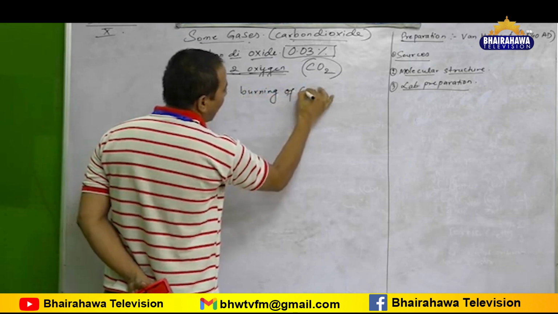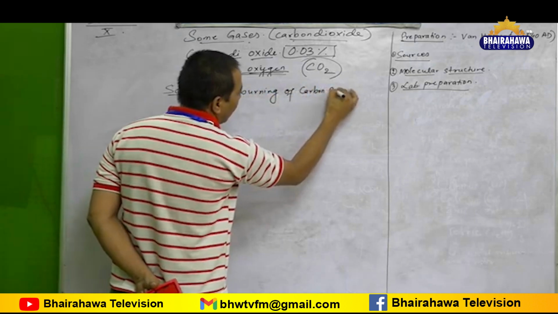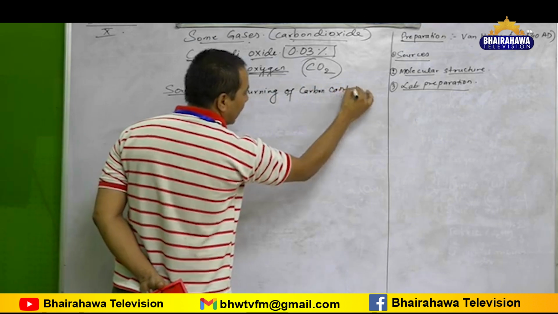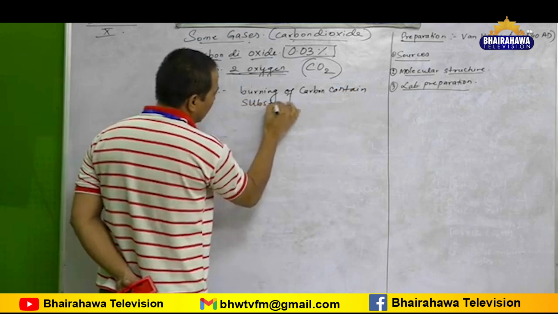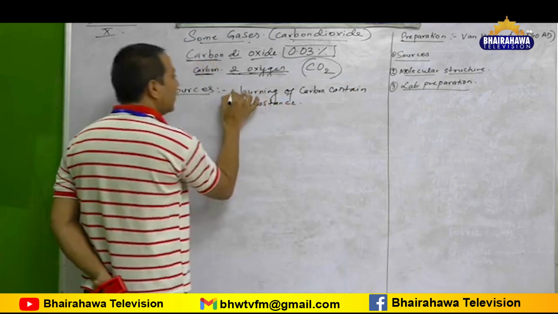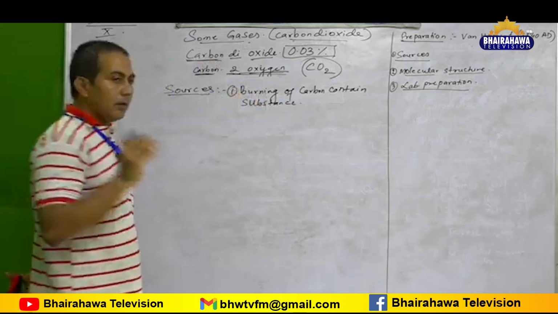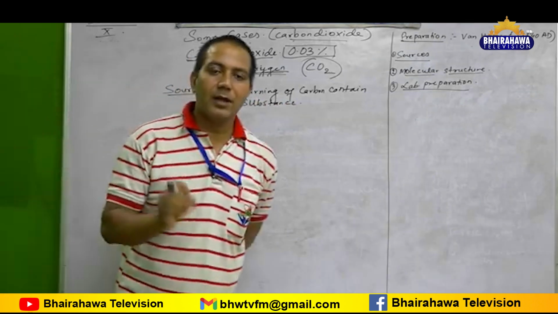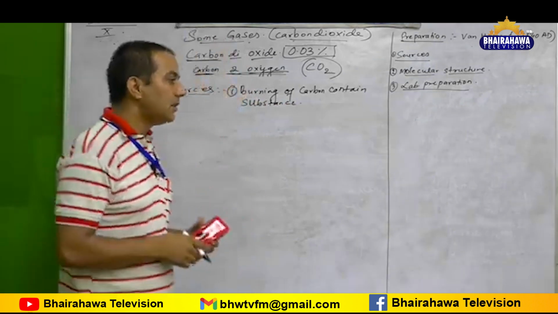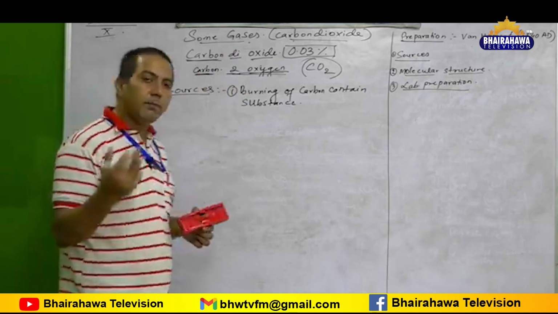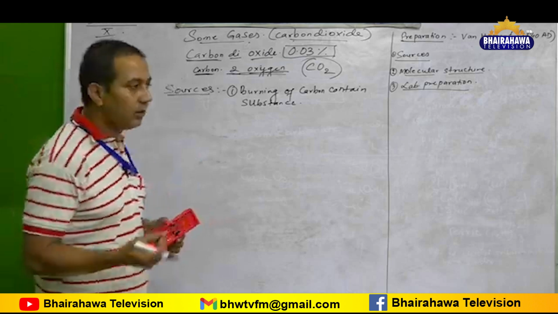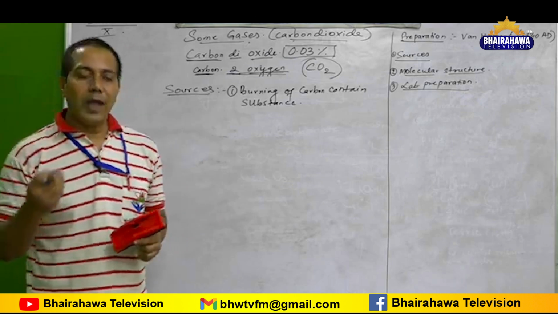Burning of carbon-containing substances. Okay, so we come to know that one of the sources of carbon dioxide in the atmosphere is the burning of carbon-containing substances. I already gave examples, such as fossil fuel and wood and so on.